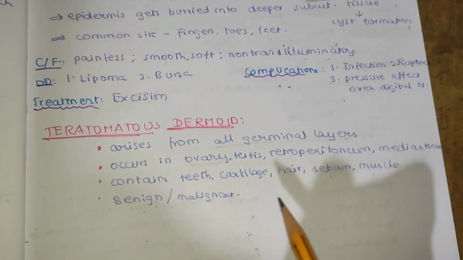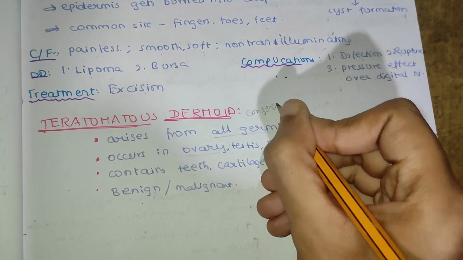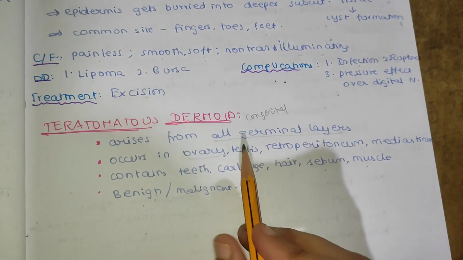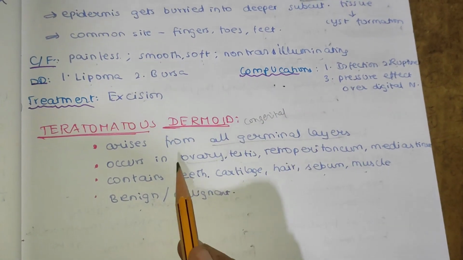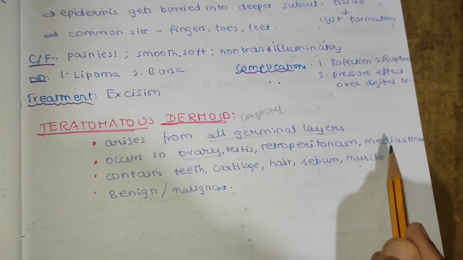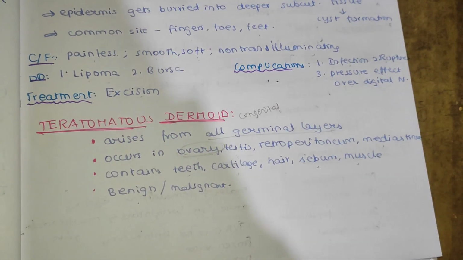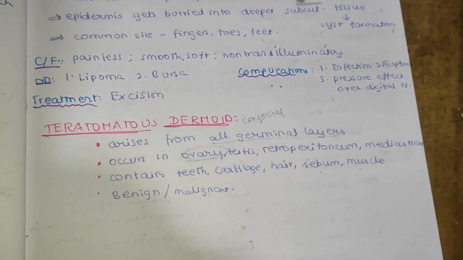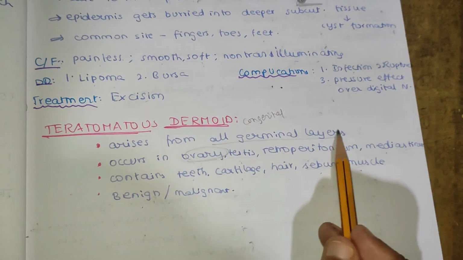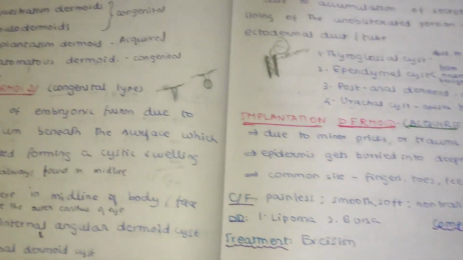Next one is the teratomatous dermoid. This teratomatous dermoid is a congenital cyst, and it arises from all three germinal layers, and it occurs in organs such as ovary, testis, retroperitoneum, and mediastinum. The most common one is the ovary, and it contains teeth, cartilage, hair, sebum, muscle. As it arises from all three germinal layers, it may be benign or malignant. So this is about dermoid cyst.